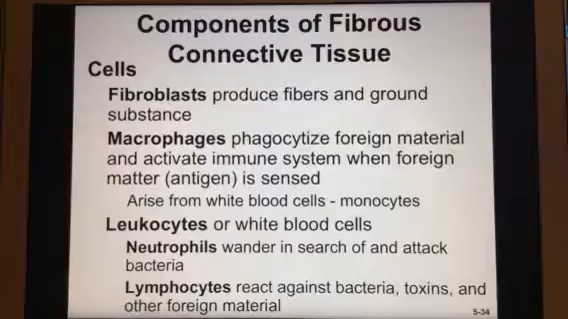Fibroblasts are cells that produce fibers. Macrophages are cells that use phagocytosis on foreign materials to get rid of them. They also activate the immune system when a foreign matter is sensed. These macrophages come from white blood cells, and we'll talk about white blood cells here because blood is a type of connective tissue. You will see leukocytes or white blood cells, and then it talks about two specific types of those.